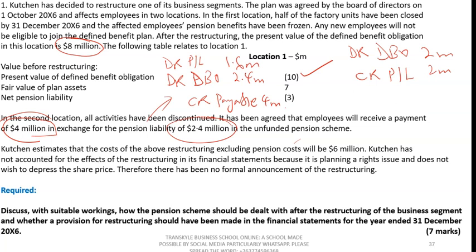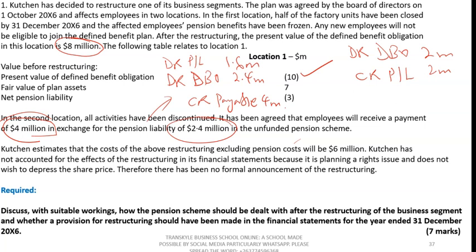Okay, so as you'll be attacking the question in the exam, make sure to do these double entries. They might help you to understand what is going on. Then the question estimates that the cost of the above restructuring, excluding pension costs, will be 6 million. So excluding the pension issues, the restructuring exercise itself is going to cost 6 million.